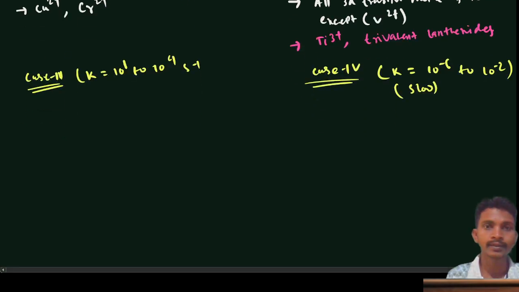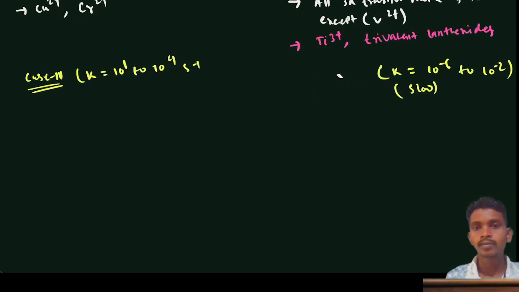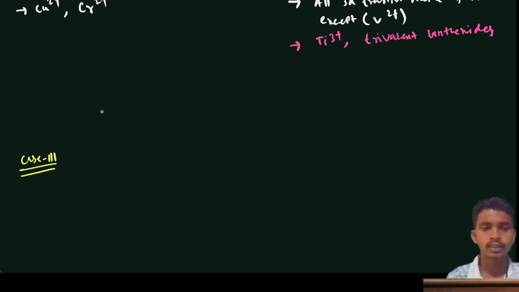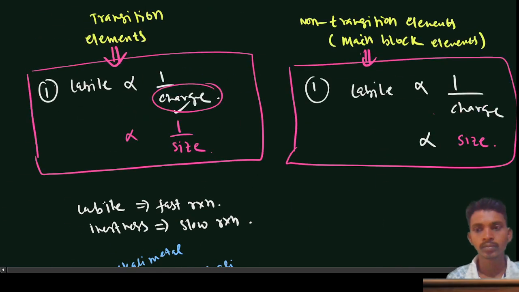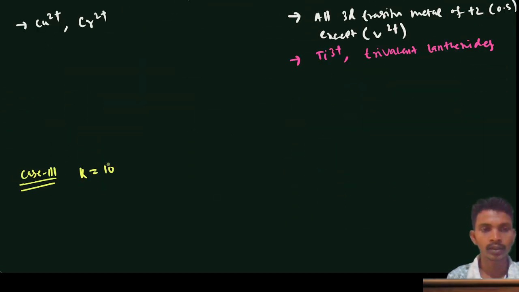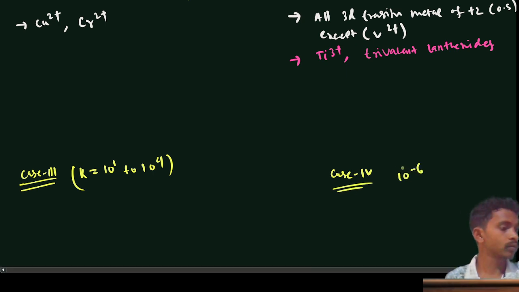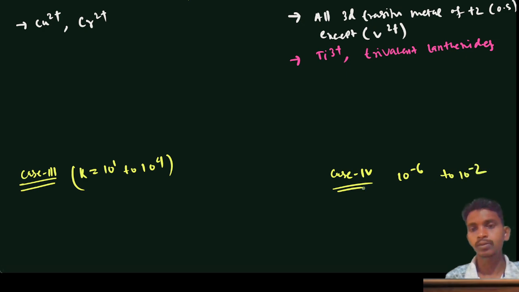And for case 3, the rate is 10^1 to 10^4. And for case 4, it is 10^-6 to 10^-2.